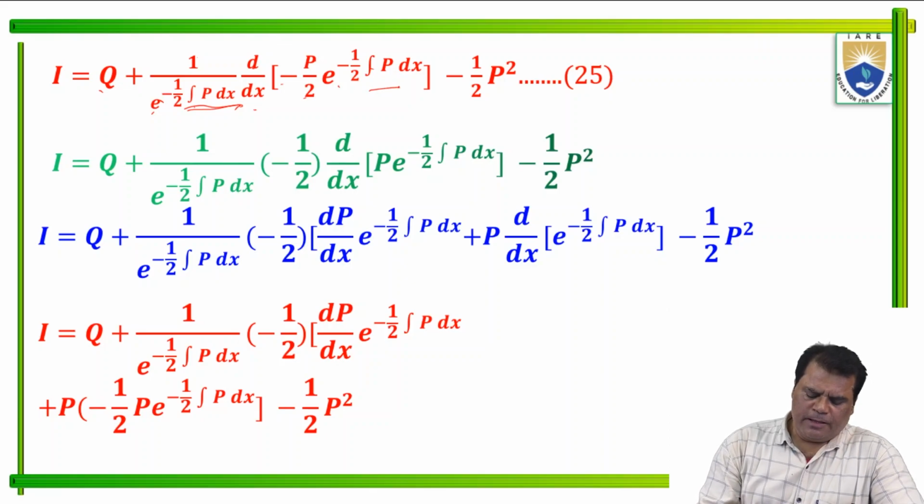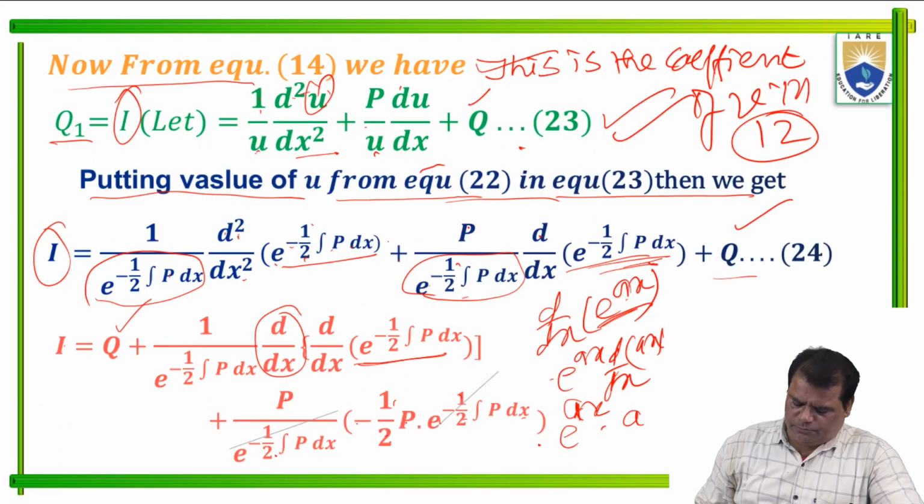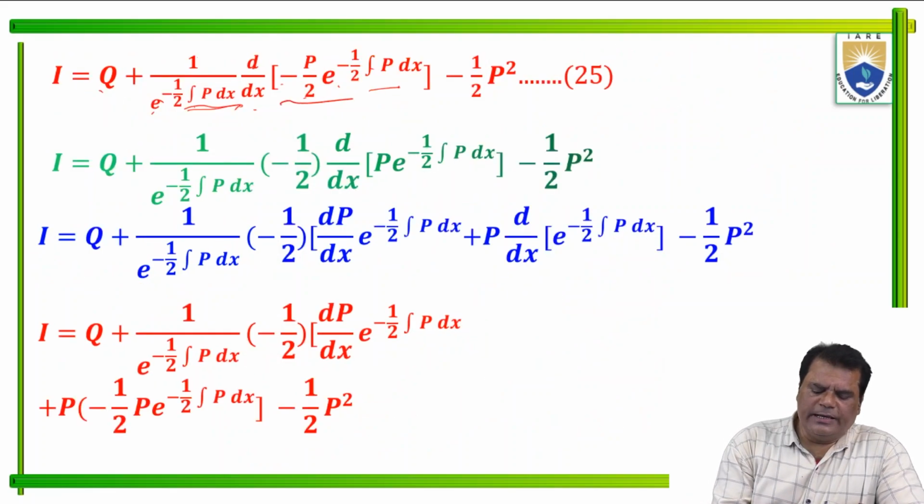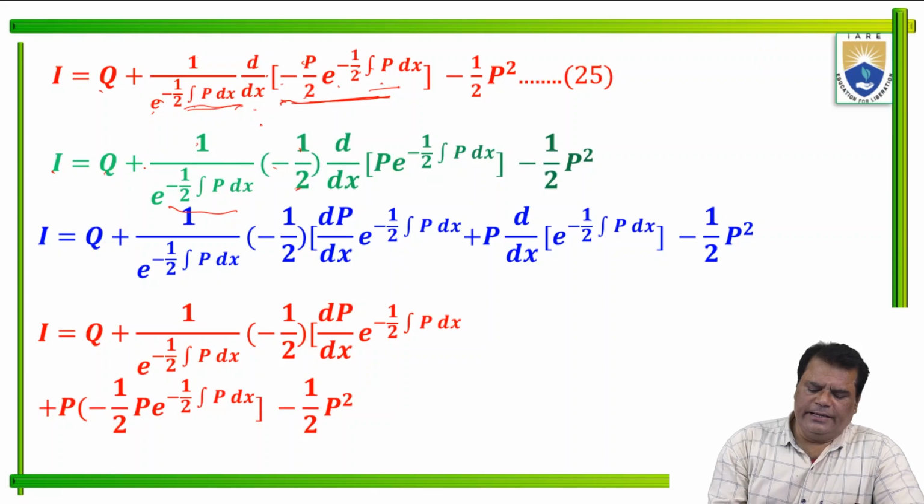Here this result is cancelled with this, so we get minus half p square. Here again apply the product formula, since p is a function and this is a function, with d over dx. So I equals q plus 1 upon u, taking minus half common, and here d over dx of this p into this.